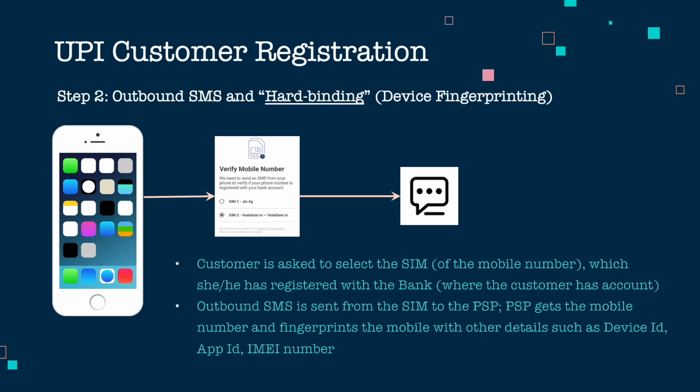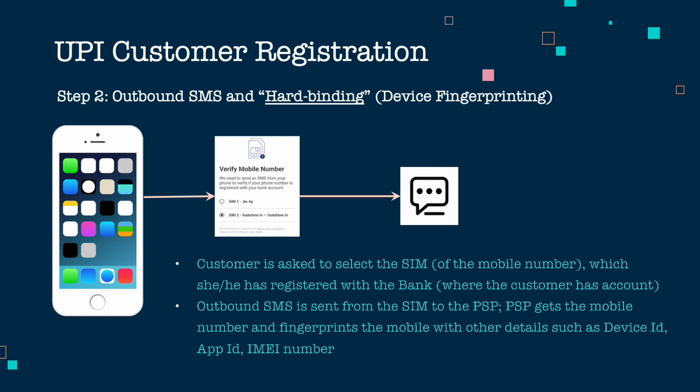So the second step is the hard binding or the device fingerprinting process, which acts as the first factor authentication in UPI. Let's see how it is done. Once the customer downloads the PSP app, the customer is asked to select the SIM card of the mobile number which the customer wants to register with. This is the same mobile number that the customer should have registered with the bank account as well.